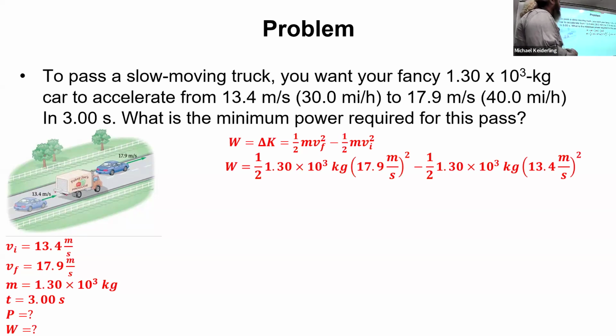So that's 1/2 times 1.3 times 10 to the third kilograms times 17.9 meters per second squared, minus 1/2 times 1.3 times 10 to the third kilograms times 13.4 meters per second squared, which comes out to 9.16 times 10 to the 4 joules.